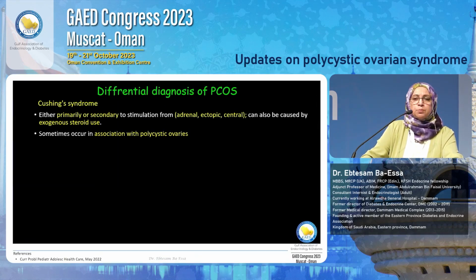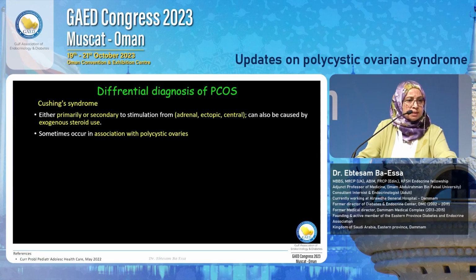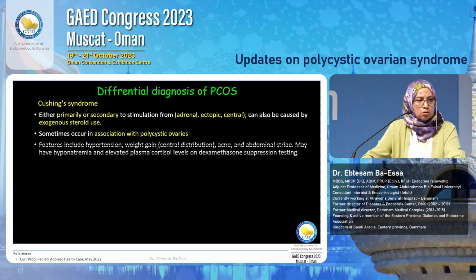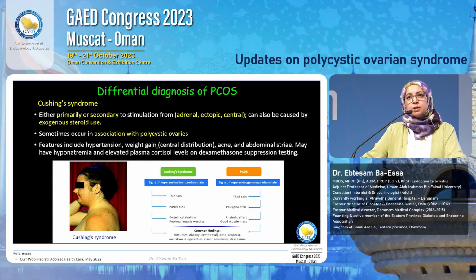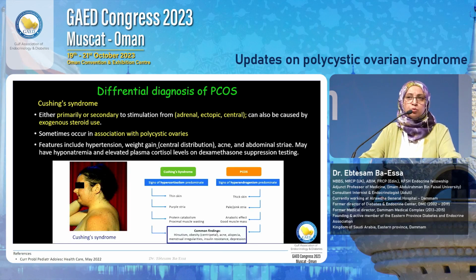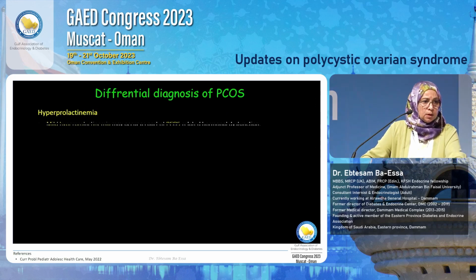Cushing syndrome, whether it's primary, secondary, adrenal, central, or ectopic, may have symptoms similar to polycystic ovary disease and sometimes may occur with polycystic ovaries. And we have features that, as I mentioned, overlap between the two, like hirsutism and obesity. However, Cushing syndrome is characterized by thin skin, purple striae, and proximal myopathy.